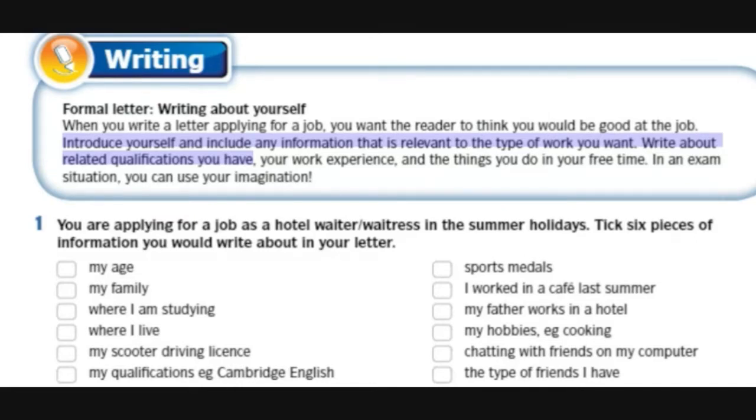Like for example, you have studied until SPM level, or you have a diploma in which program, or you have a degree in education, for example. Or let's say if you have not finished SPM, maybe you have some other qualifications, like for example, you have achieved certain levels in an English exam, so this is called qualifications. Other than your qualifications, you also can write about your work experience if you have any, and the things you do in your free time.